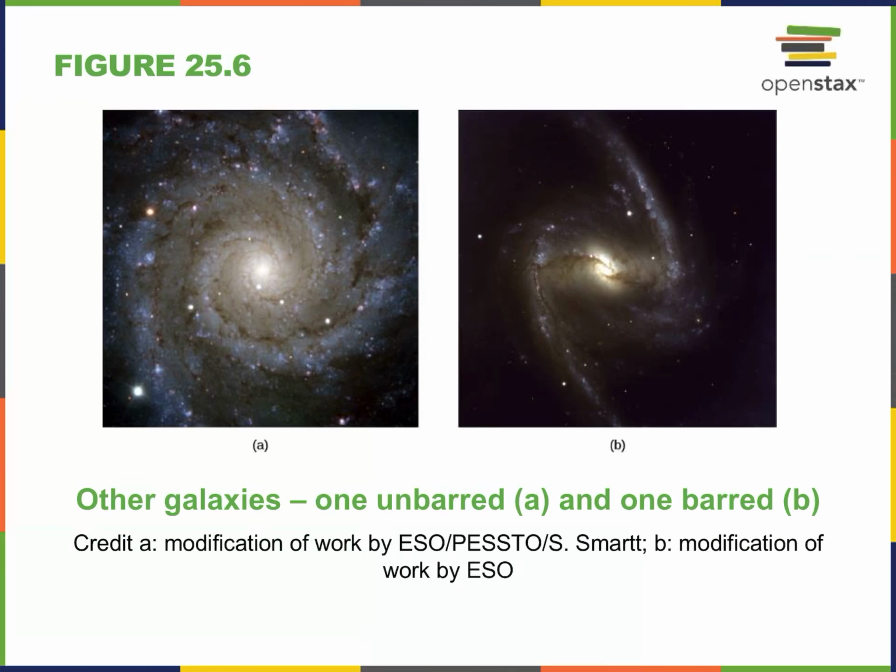On the one at the right, as you trace the spiral arms from the outside in, they abruptly stop, and then there's a bar that connects them to the middle and to the other side. So spiral galaxies can be barred, like the one on the right, or unbarred, like the one on the left.